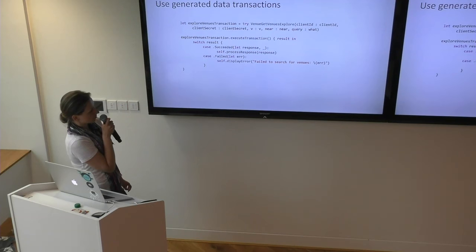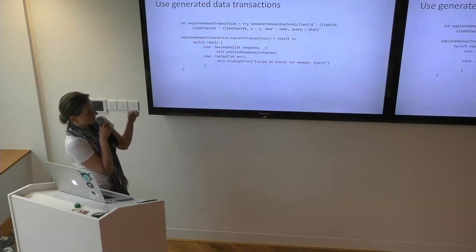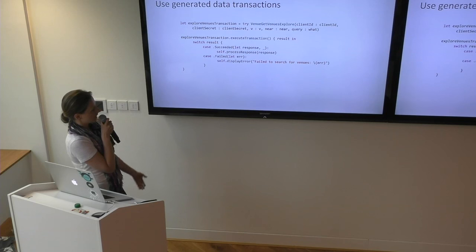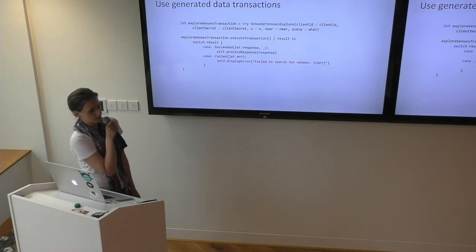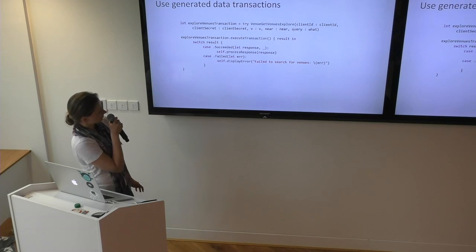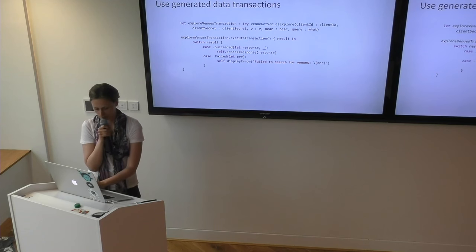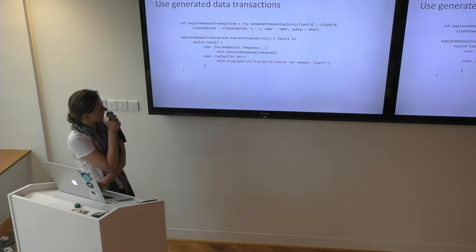And then if you want to execute this transaction, you just call execute transaction, and this will be an asynchronous call. And then when you get the result back, we do pattern matching on the result. In case of a successful result, we can process the response. And if something failed, you can proceed with displaying the error or logging the error. It's up to you. So this is the basic usage of transactions.